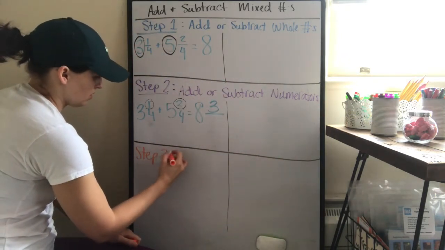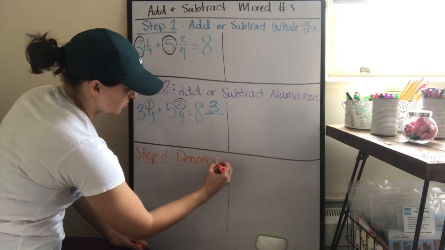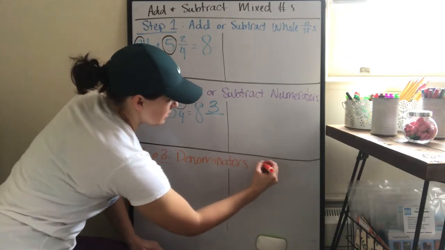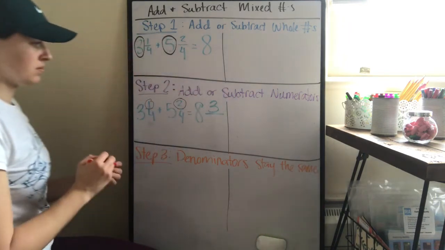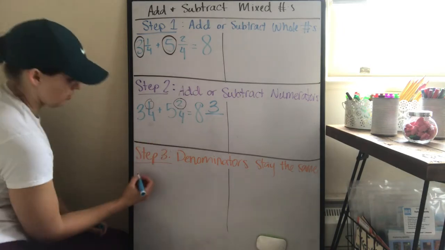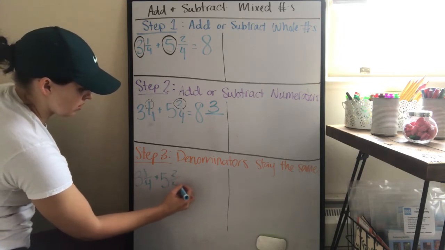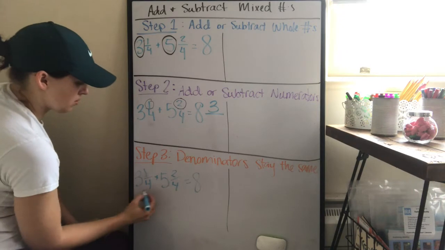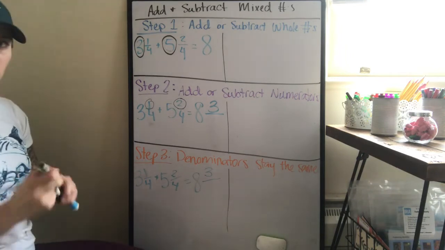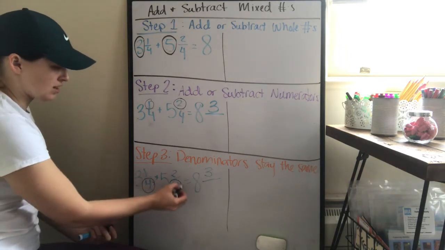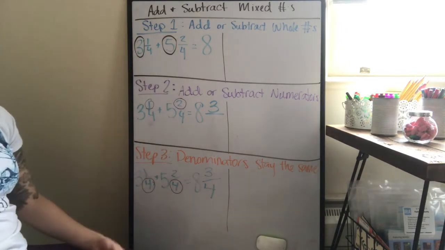Step 3 is very easy. Denominators stay the same. Okay, so we have 3 1/4 plus 5 2/4. We have 8 as our whole numbers. We have 3 as our numerators. Denominators stay the same. What are our denominators in this problem? Denominators are down. Pull over 4. 8 3/4 is our answer.